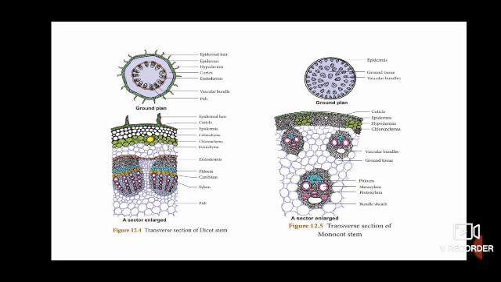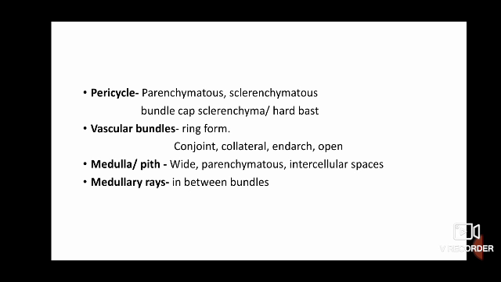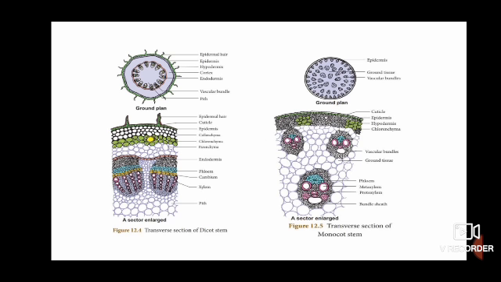Now lastly coming to the medullary rays or pith rays, which are found in between the bundles. In the interfascicular region or in between the vascular bundles, the parenchyma cells of the pith, central pith, extend radially and connect to the endodermis. These are known as medullary rays and they serve to store food materials. So the medullary rays are nothing but the parenchyma cells of the pith which run in between the two vascular bundles and go to join the endodermal cells. So this is all about the dicot stem.